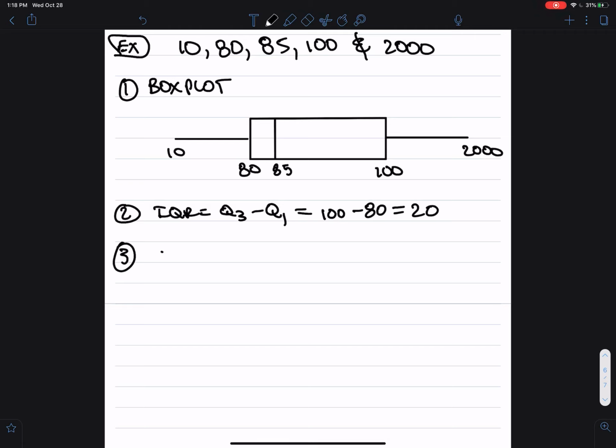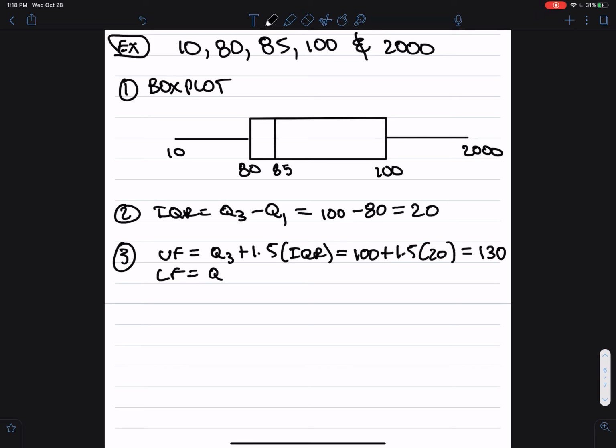The third thing I want you to find is the upper fence and the lower fence. The upper fence is going to be Q3 plus 1.5 times the IQR, which is going to be 100 plus 1.5 times 20. And that's going to give us 130. The lower fence will be Q1 minus 1.5 times IQR, which is 80 minus 1.5 times 20. And that's going to give us 50.